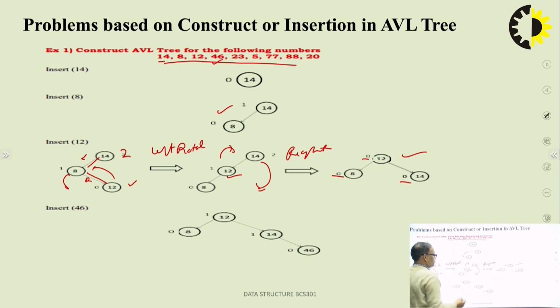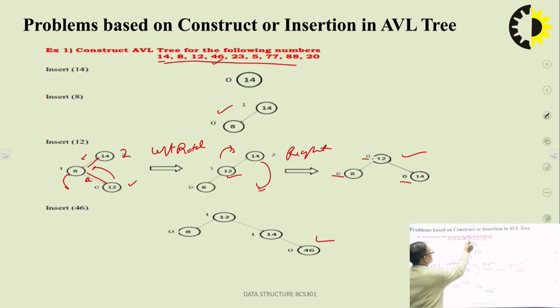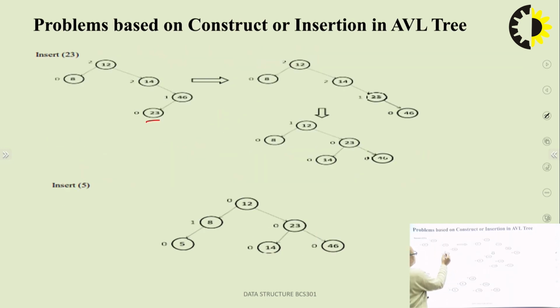Now we insert the next value, 46. 46 is greater than 12, so it will go to the right of 12. Again 46 is greater than 14, so it will be inserted here. After inserting 46, the balance factor of each node is balanced, it is 0 or 1. Now next we will insert 23. When we insert 23, it will be inserted to the left of 46. So the balance factor of 23 is 0, the balance factor of 46 is 1, the balance factor of 14 is -2, and the balance factor of 12 is -2.